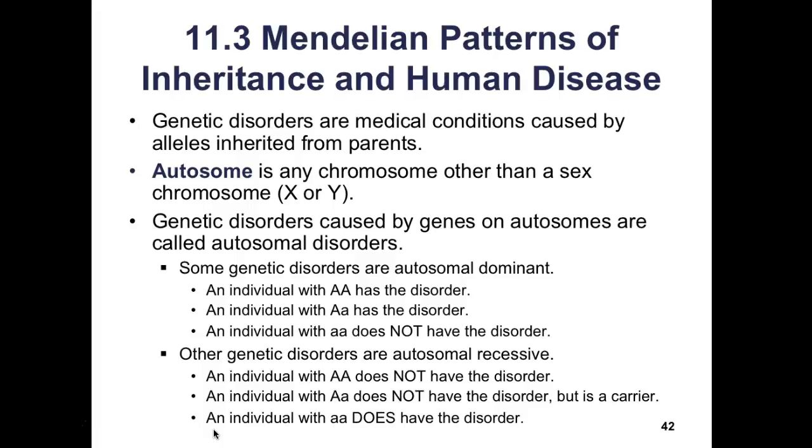Some genetic disorders are autosomal dominant. An individual with AA, capital A, or heterozygous would phenotypically express the disorder. A homozygous recessive genotype would not have the disorder. On the other end, if the disorder is autosomal recessive, anything with dominant alleles, such as a homozygous dominant or heterozygous genotype, would not have the disorder, and that disorder would only be expressed with a homozygous recessive trait.